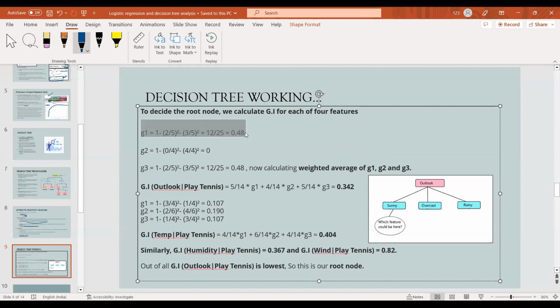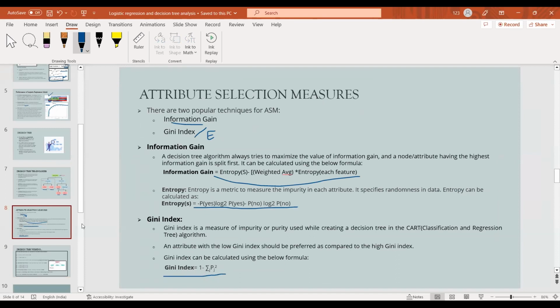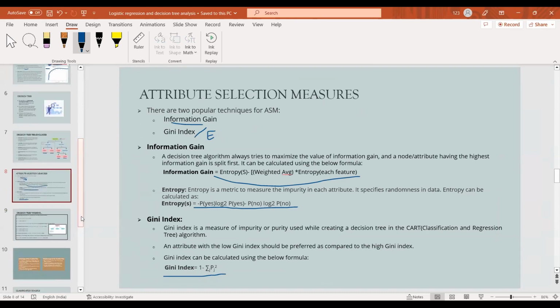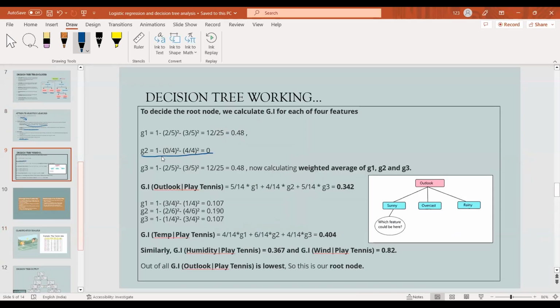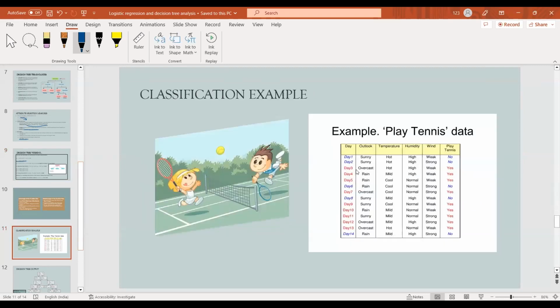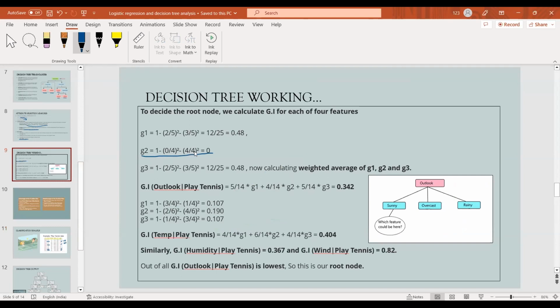So here G1 is basically 0.48, which is 1 minus (2 by 5) square minus (3 by 5) square. As I've already mentioned, the Gini index is basically 1 minus P square, where P is the probability. So here, if we take outlook, for example, G2 is 1 minus (0 by 4) square minus (4 by 4) square. If we are taking overcast as an outlook category, I am just signifying overcast, overcast, and overcast over here. So this is yes, this is also yes, this is also yes, and this is also yes. So there are 4 yes, and there are 0 no's. So G2 is given by 1 minus (0 by 4) square minus (4 by 4) square, which is 0.